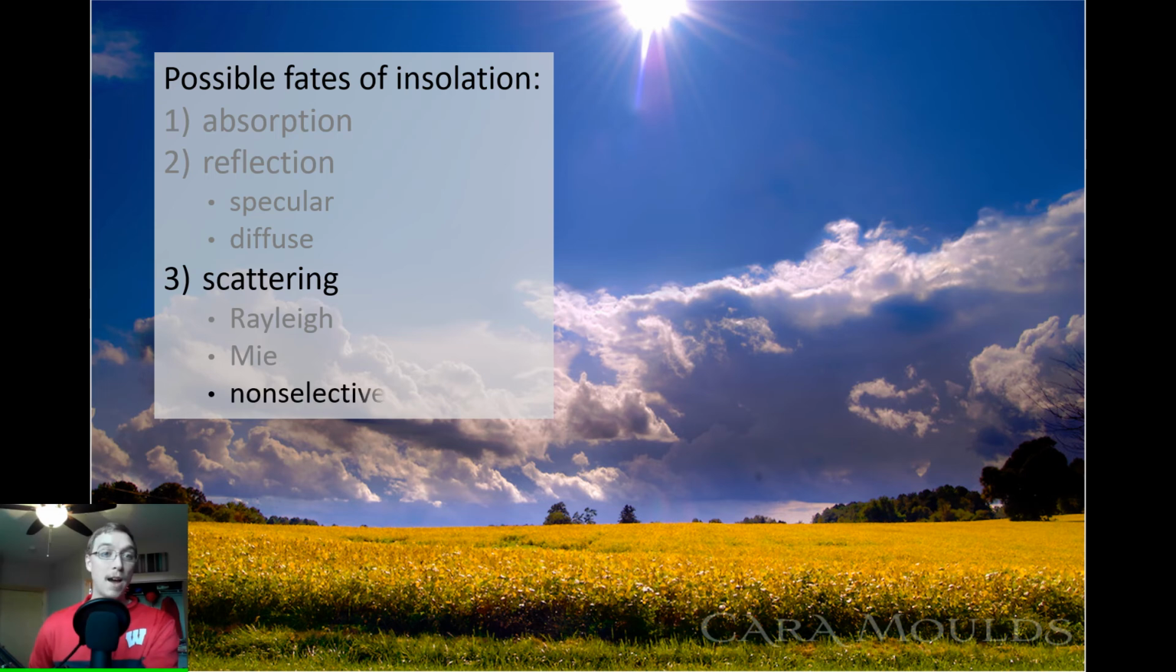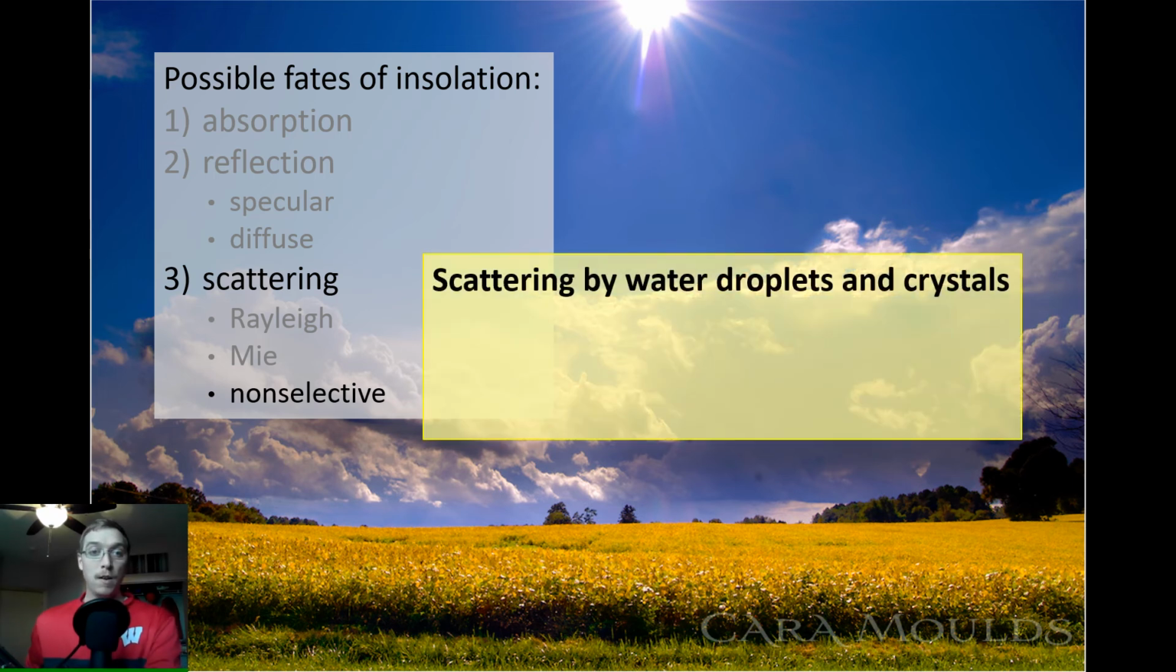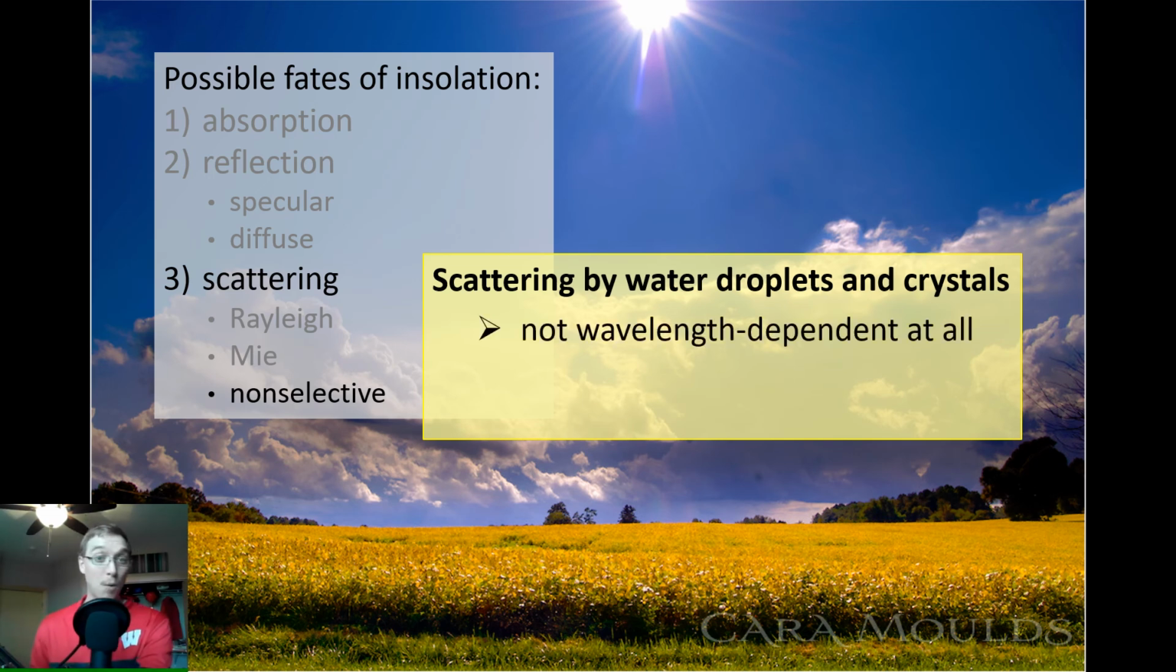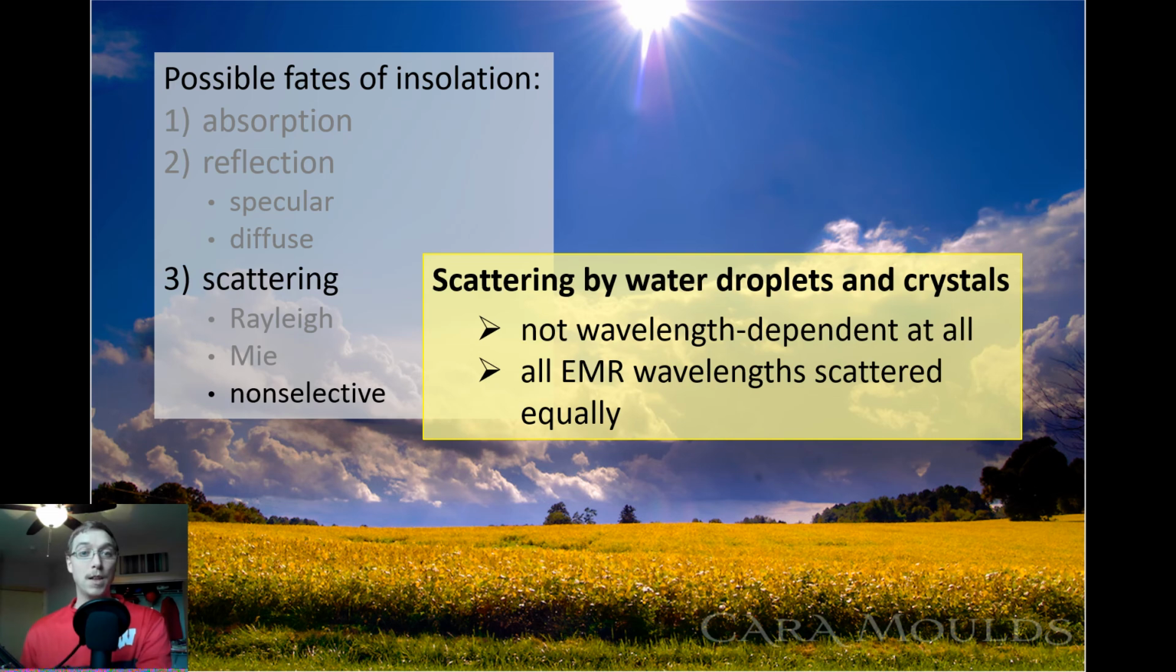And then finally, we have non-selective scattering, which gets its name from the fact that all wavelengths are scattered about equally. So this type of scattering causes fog and clouds to appear white in our eyes because the blue, green, and red light are all scattered in approximately equal quantities. So we think of kind of how light works, that combination of blue, green, and red gives us white light. So it's basically scattering by water droplets and crystals. So it's not wavelength dependent at all. And then all electromagnetic wavelengths are scattered equally.